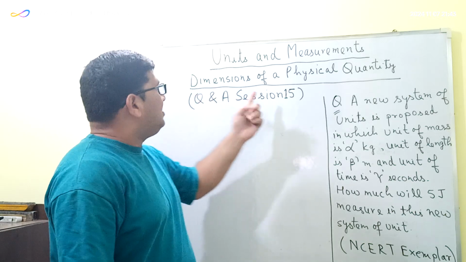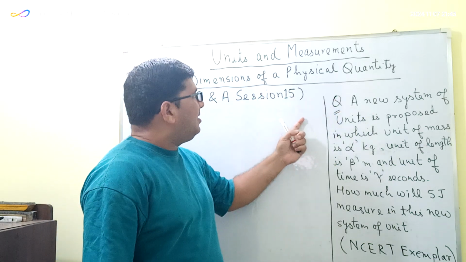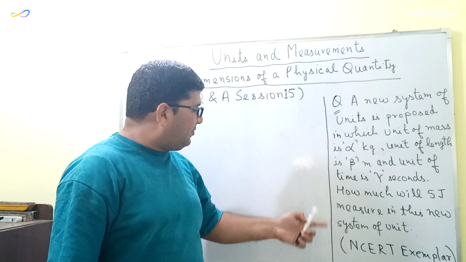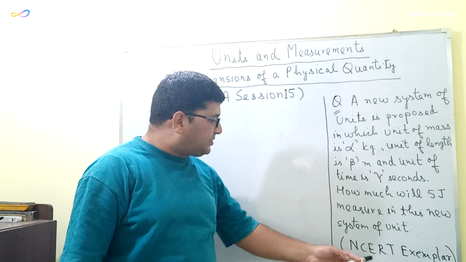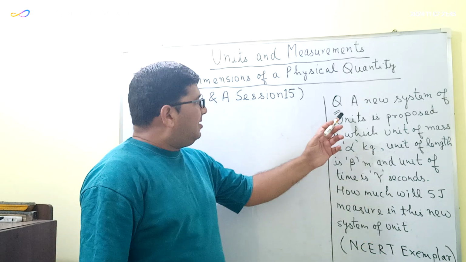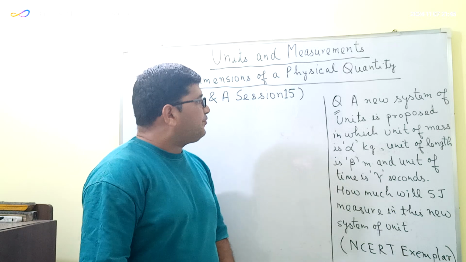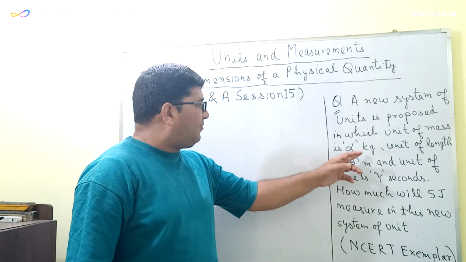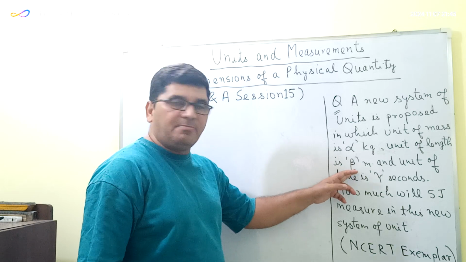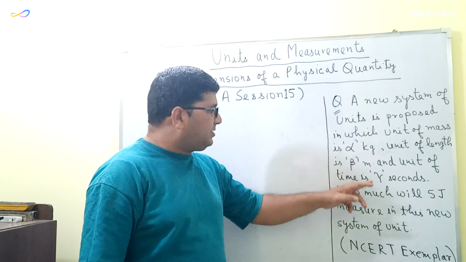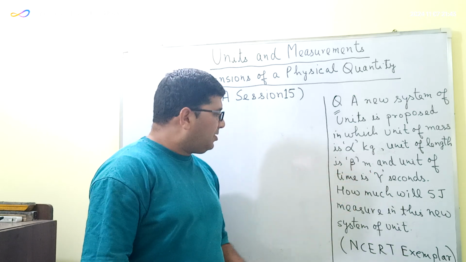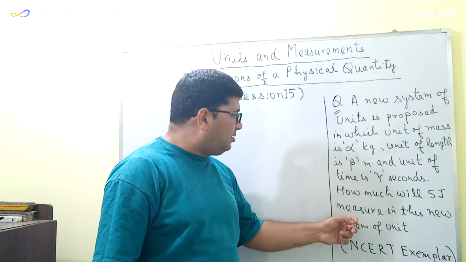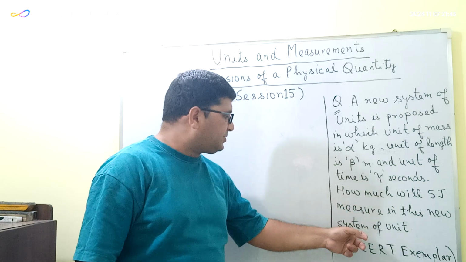The topic is the dimensions of a physical quantity, and based on this topic I have selected one question from NCERT exemplar. The question here is: a new system of units is proposed in which the unit of mass is alpha kg, the unit of length is beta meter, and the unit of time is gamma seconds. So how much will 5 joule measure in this system of unit?